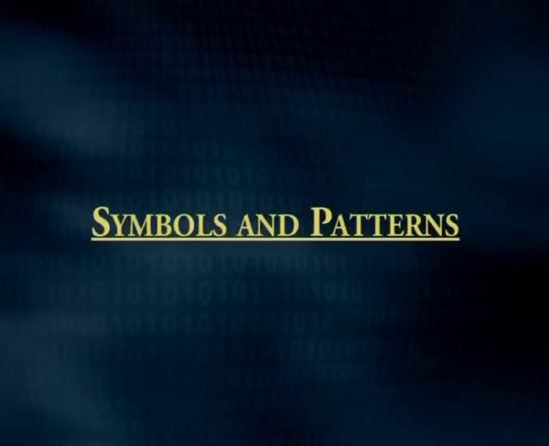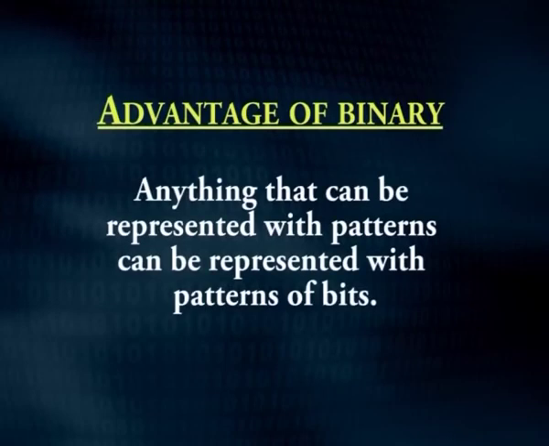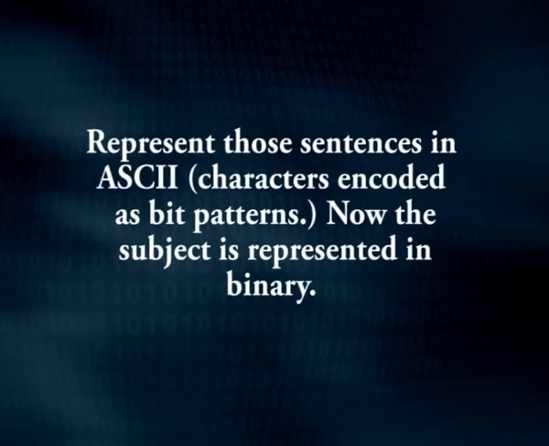Now, what are symbols and patterns? Recall that last advantage of binary. Anything that can be represented with patterns can be represented with patterns of bits. What about representing things other than written characters of a language? This is a deep topic and entire books have been written on it. Here is a very sloppy discussion. Pick some subject, use English sentences to describe it, represent those sentences in ASCII, that is characters encoded as bit patterns. Now, the subject is represented in binary.